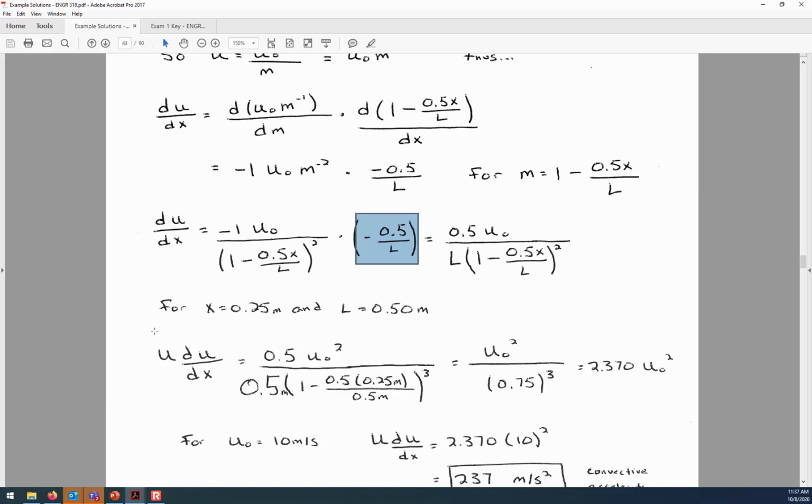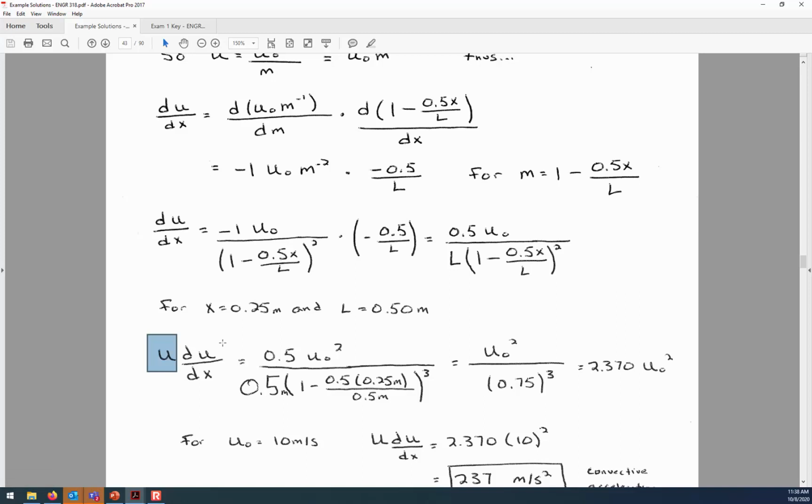So u du dx, u is the initial velocity. So you can see that when we make the substitutions, our convective acceleration at the middle of the nozzle is 237 meters per second squared.